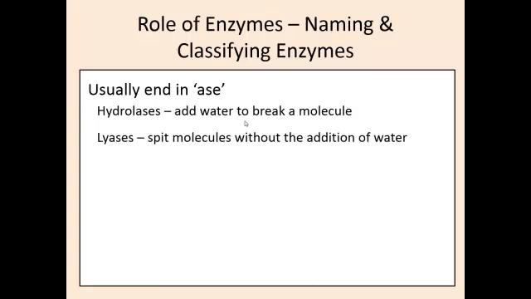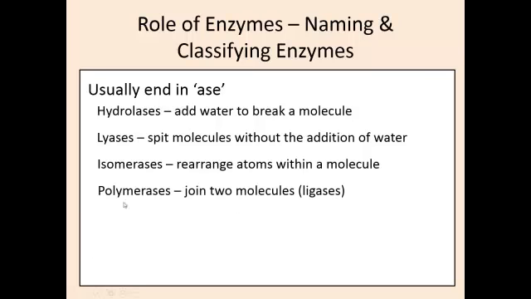There are lyases. They split molecules without the addition of water. Isomerases rearrange atoms within a molecule. So they take a hydrogen and switch it with a hydroxyl group or vice versa. They do all sorts of fun stuff. Polymerases join two molecules. They're also called ligases. So if I'm making a protein, I'm going to be using a polymerase where the substrate is amino acids.